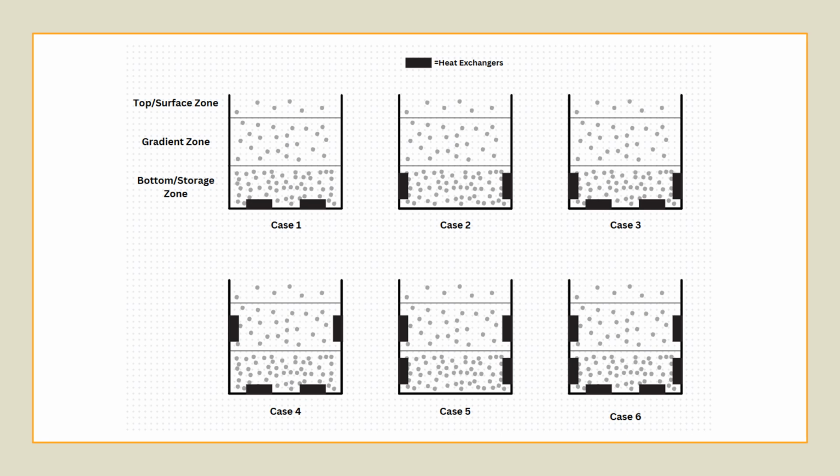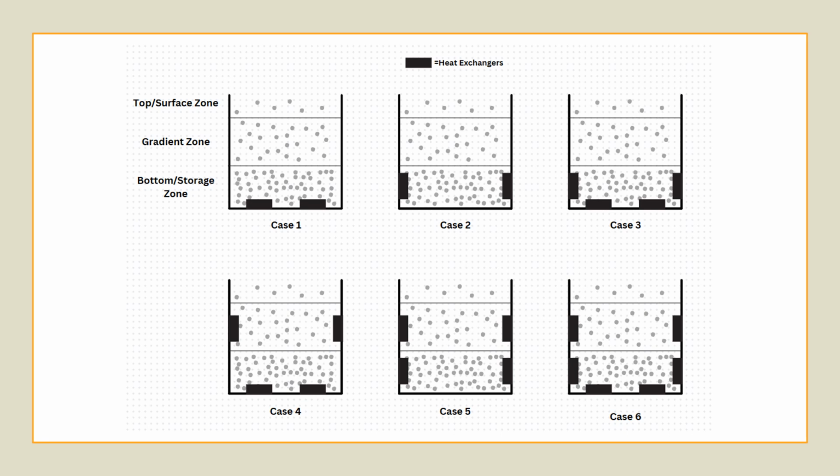Instead of placing heat exchangers on the bottom of a solar pond, what would happen if they were placed laterally, that is, on the inside walls of the storage zone? This is case 2. Case 3 considers the placement of heat exchangers on both the bottom of the pond and on the inside walls of the storage zone, which is effectively a combination of case 1 and case 2.